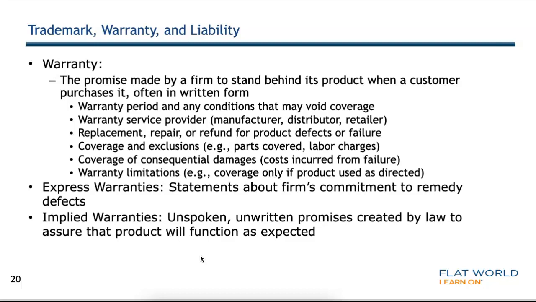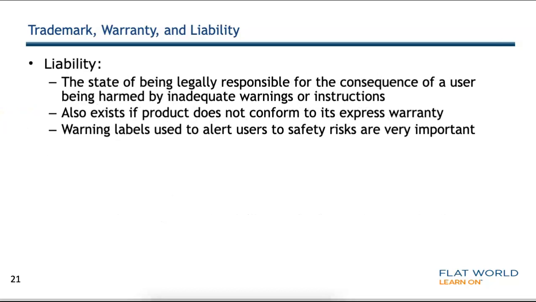Express warranties are statements about a firm's commitment to remedy defects on an issue, and an implied warranty is unspoken, unwritten promises created by law to assure that the product will function as expected. Moving on to the next slide.